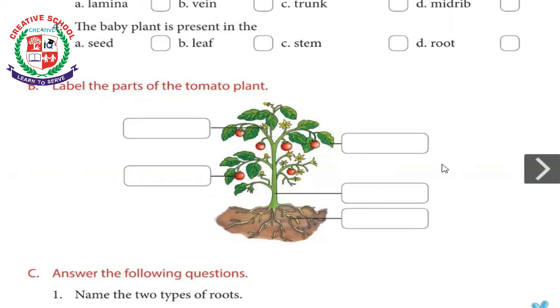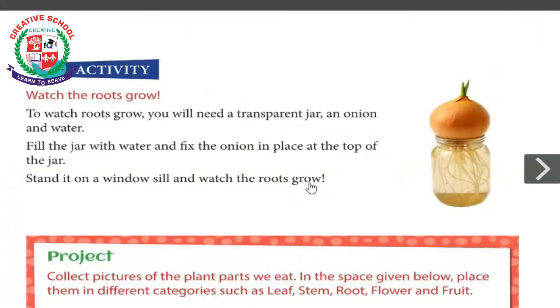Okay. And also you can do the activity project which is to watch the roots grow. To watch the roots grow, you need a transparent glass jar, an onion and water. That is enough. Fill the jar with a little amount of water, and fix the onion on the top of the jar, upside down. So you can see the roots grow in the jar. I hope you all do the activity project and watch the roots grow.